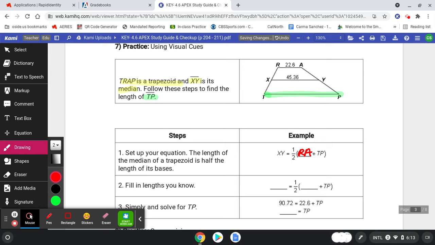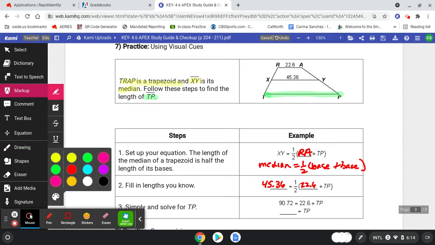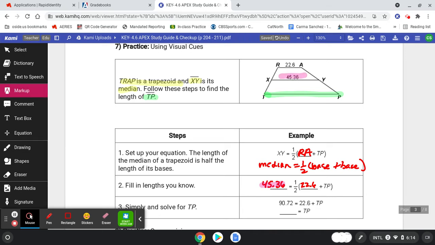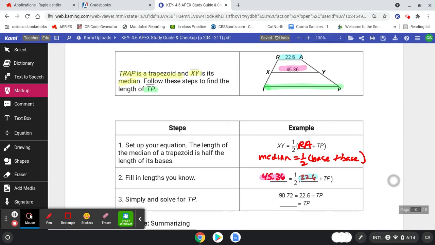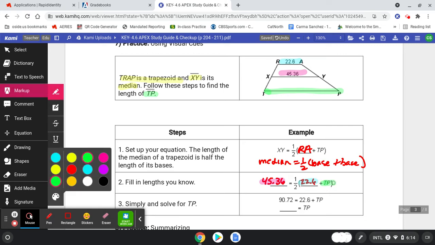And we know the formula is that the median, XY, is equal to half of the base plus the other base. So the length of RA was given in that, 22.6, and the median was also given, 45.36. So these came from up here. Check this out. So this guy right here was given as the median up at the top, and this guy right here was given as one of the base lengths. And we're trying to find the other base length here.